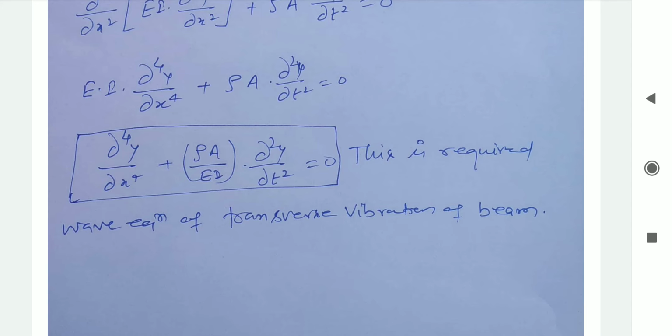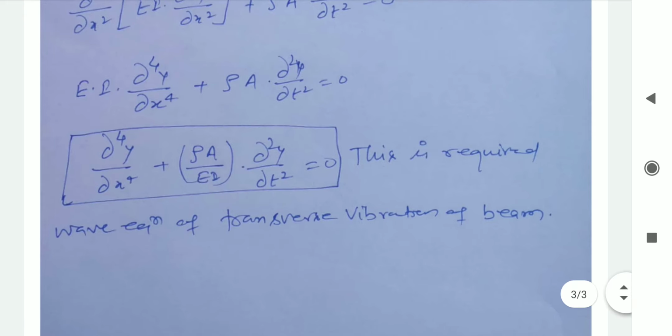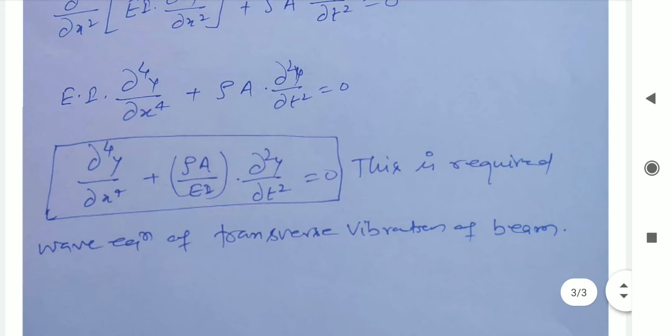Then you should assume the solution for that harmonic partial differential equation, that is the ∂⁴. So there are 4 constants, that means C1, C2, C3, C4. So you should assume a common solution, that is y equal to what? A into sin(ωt plus phi), and A is also in terms of x, that is the differential equation. So correspondingly you should take out the mode of vibration.